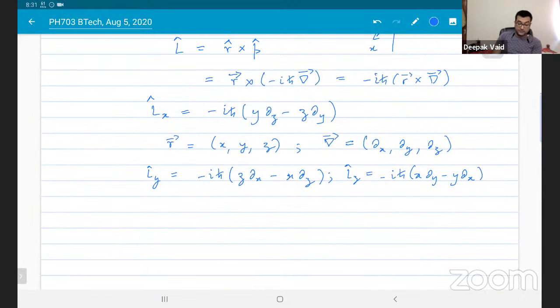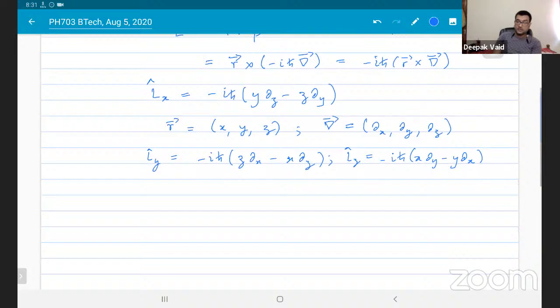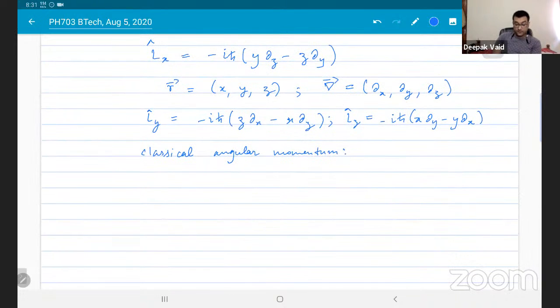Now there is one very important difference between the classical and quantum angular momentum. For the classical angular momentum, if you take Lx, it will become y pz minus z py, and Ly is equal to z px minus x pz.